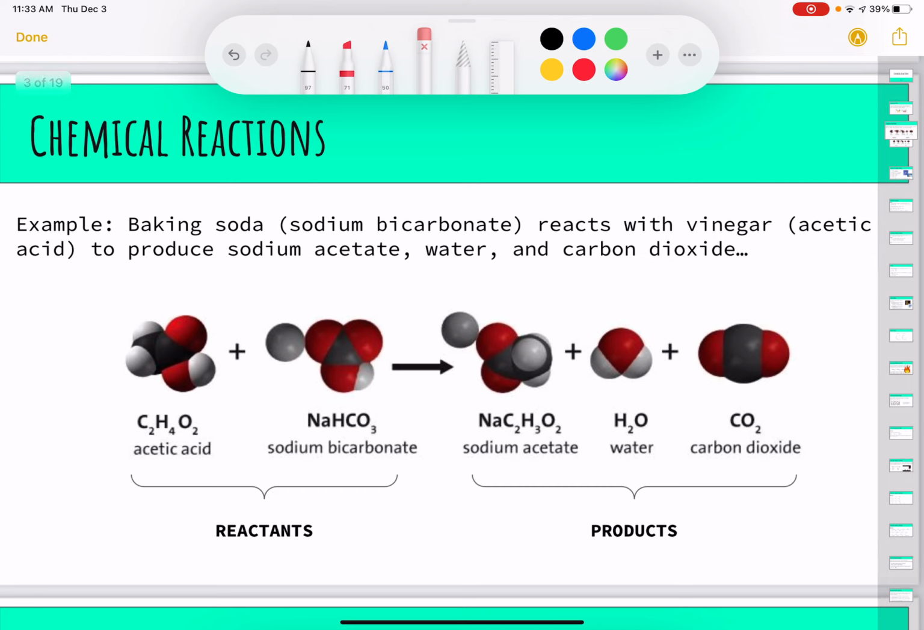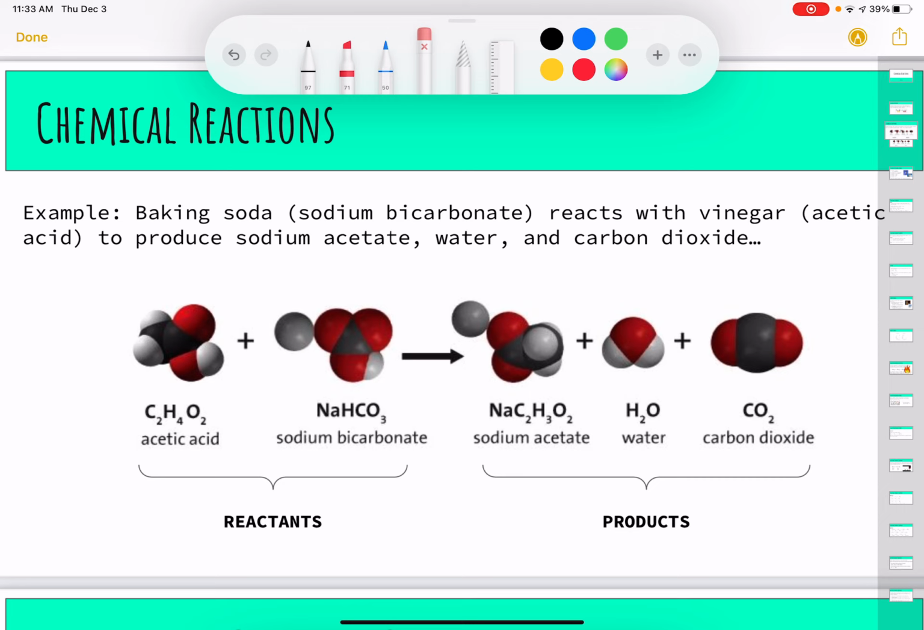So it gives you the exact equation that I was talking about. I was talking about baking soda and vinegar, so it shows you it here, which is a great example. Baking soda, the chemical formula for that is sodium bicarbonate. So that's right here. Sodium bicarbonate is NaHCO3. And vinegar is called acetic acid, and that is C2H4O2.